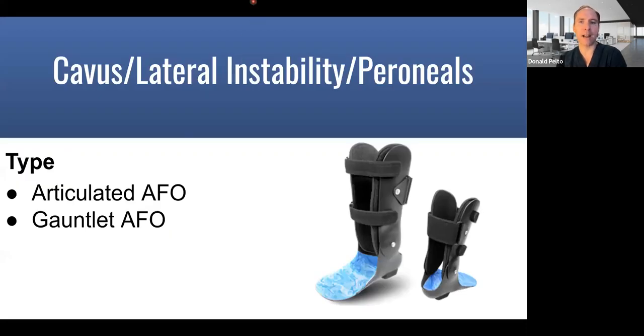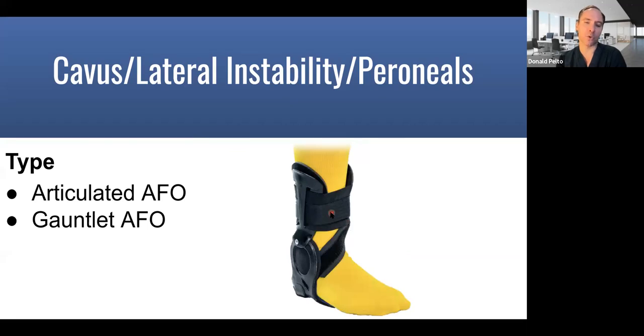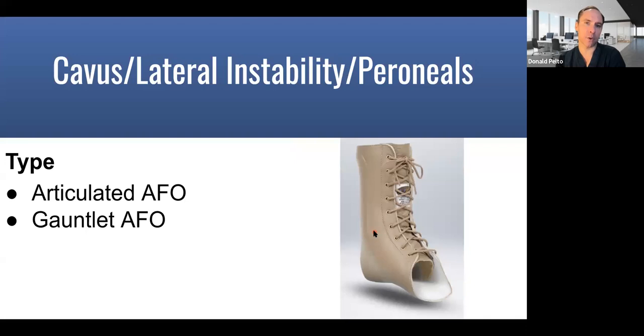For the lateral ankle instability, there are some things for the outside. Once again, you can use this articulated AFO, a gauntlet AFO, but this is kind of a cool one where, similar to the medial one that allowed for protection medially from the medial malleoli, this one protects laterally and helps them not to roll out laterally. So this is for a patient that you can use as well.